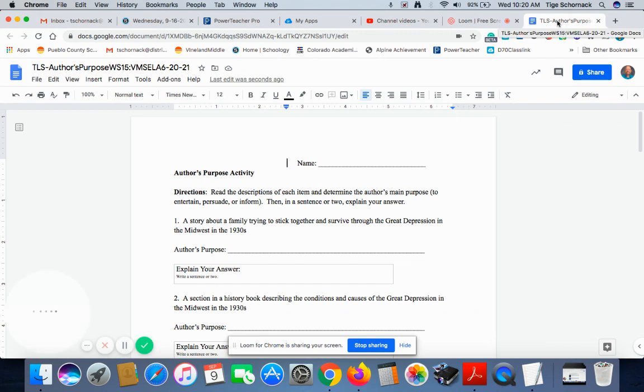You're going to do an author purpose worksheet. Now, I'm going to help you with the first answer. So this is a 20 out of 20 worksheet. 1 point for what author's purpose it is. Another point for explaining your answer. And so everyone should get 2 out of 20 because I'm going to do the first one with you.